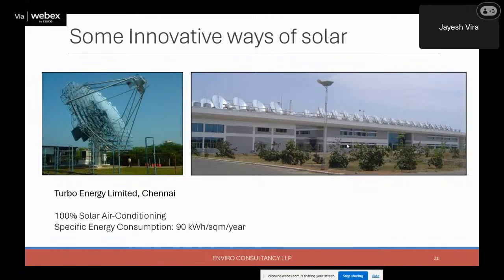One more project which has done slight innovation is installing solar collectors, and the amount of energy that is being generated is sufficient to provide solar air conditioning. Here also the specific consumption, or the EPI, is about 90 units. So this project is in Chennai.